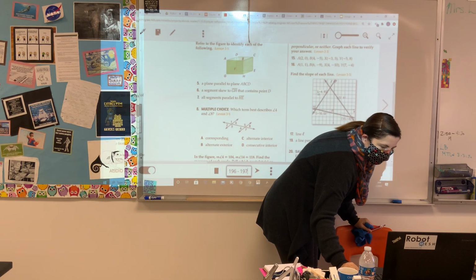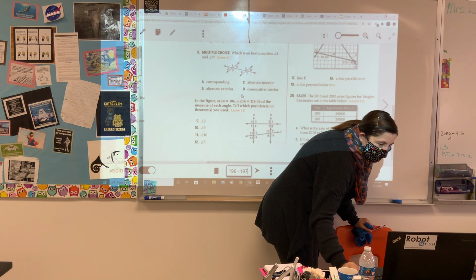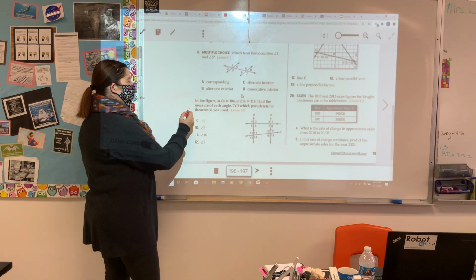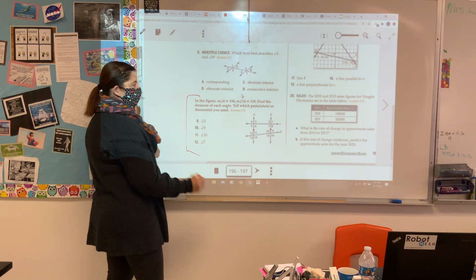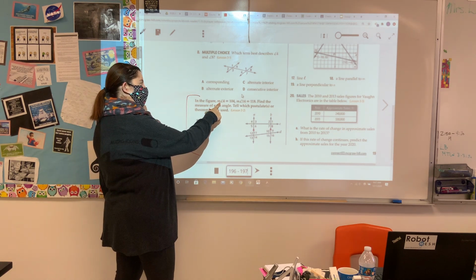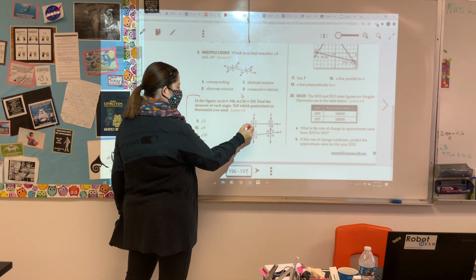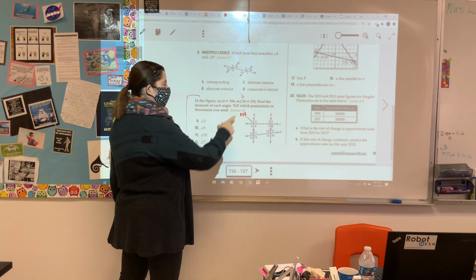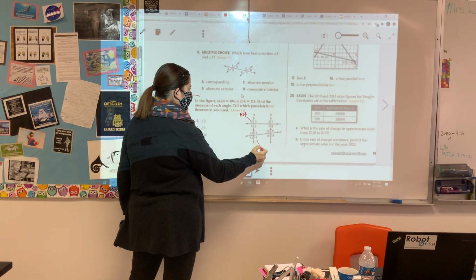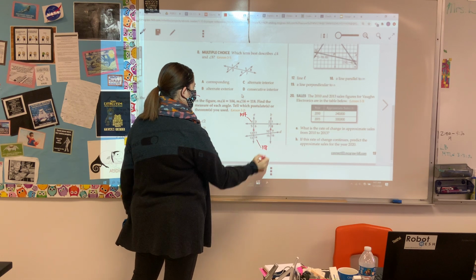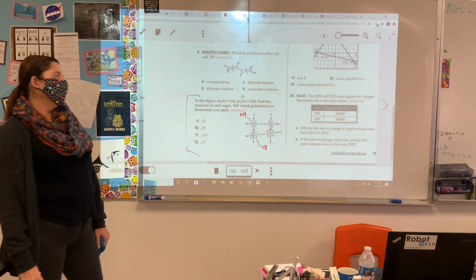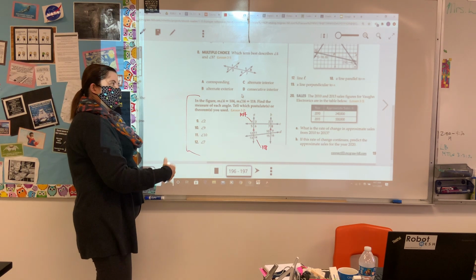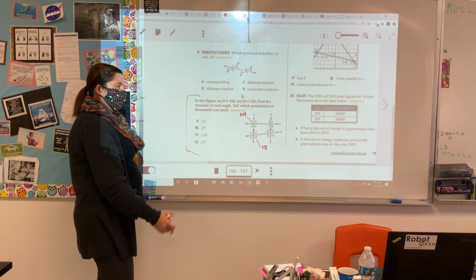Okay, let's look at 9, 10, 11, 12 here. Okay? So this is all together. Here they say in the figure, the measure of angle 4 is 104 degrees, and the measure of angle 14 is 118 degrees. We need to find the measure of the angles that they asked for and tell which postulate or theorem you used.